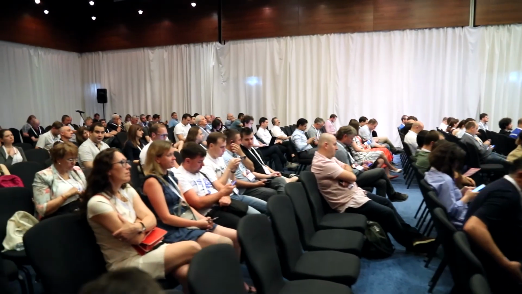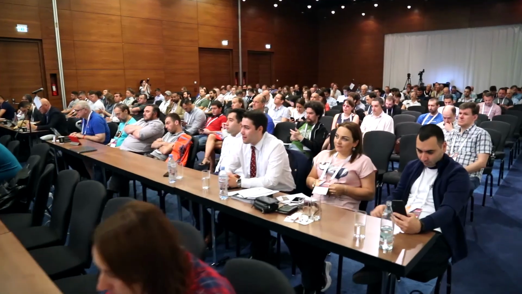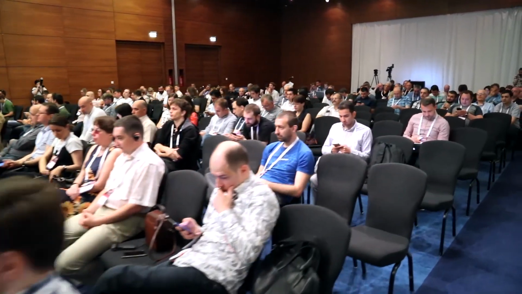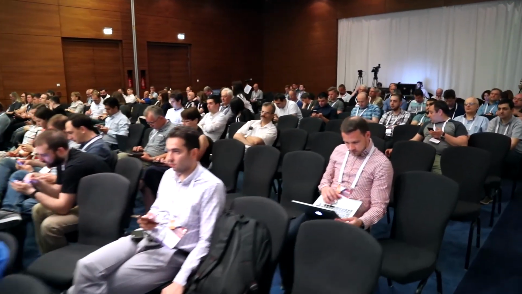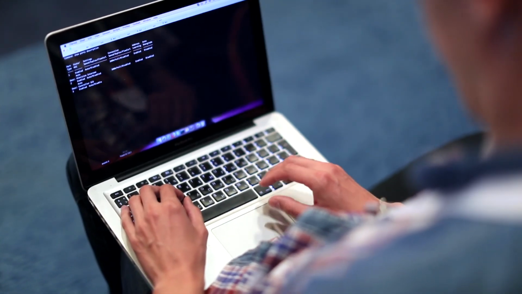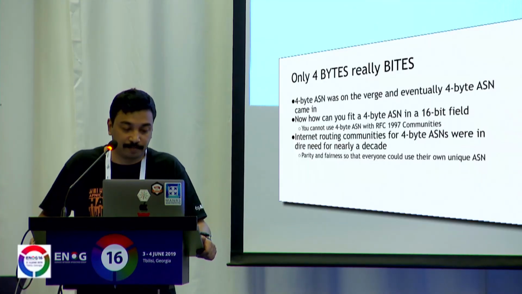But only 4 bytes really, because there were 2-byte ASNs. So for that time, the standard BGP community was good enough. But when the 4-byte ASN hit the market, it was not, because if you're actually going to use your AS number for the 4-byte, how are you going to add some information or action beside that community?